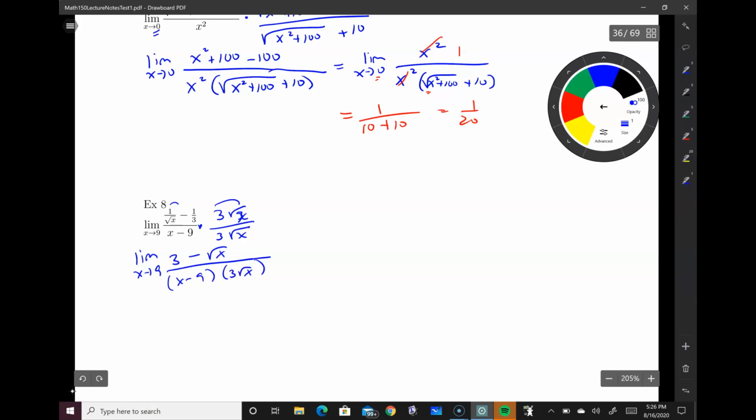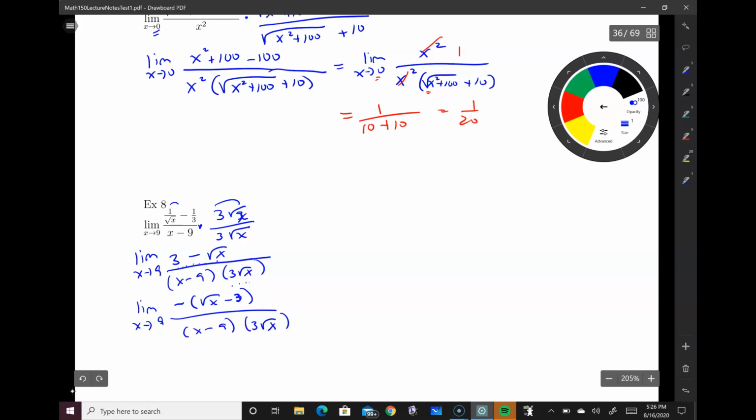Okay, so these don't cancel, right? This is subtraction, this is multiplying, that doesn't cancel, so I've got to think a second. I know. Let's factor a negative out of the numerator. Maybe you'll see it. I see it, but maybe I'll help you see it. Oops, there we go. x minus 9, 3 root x.